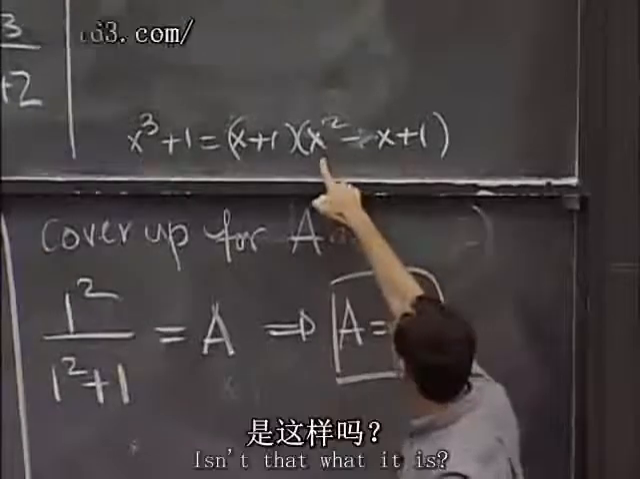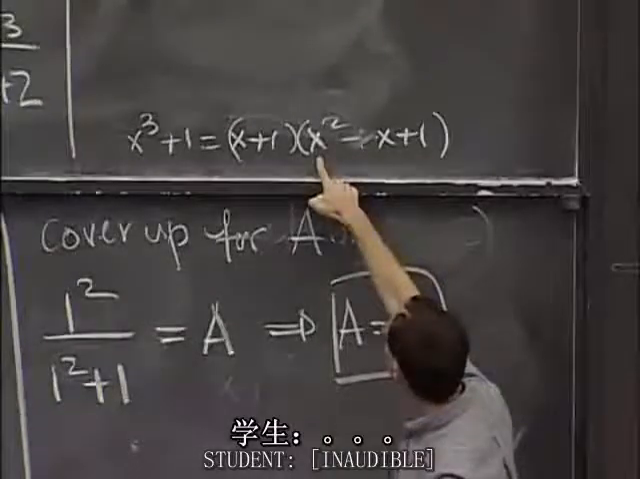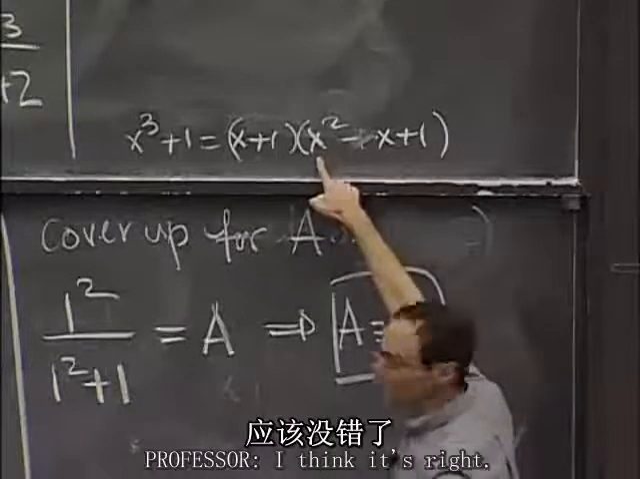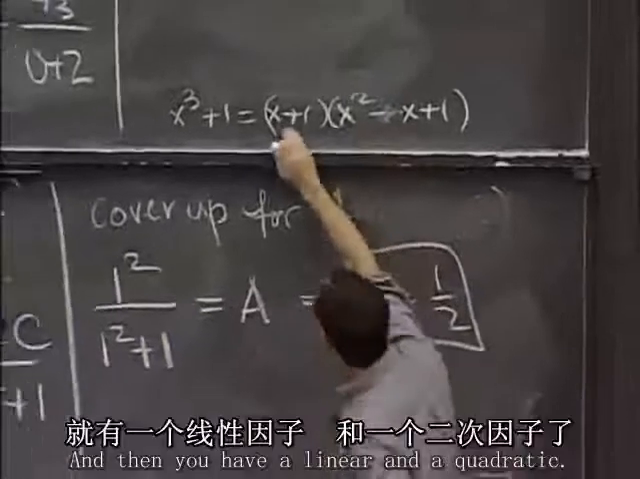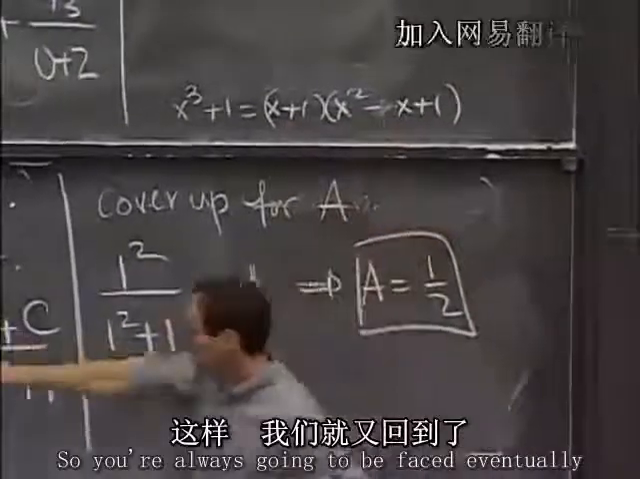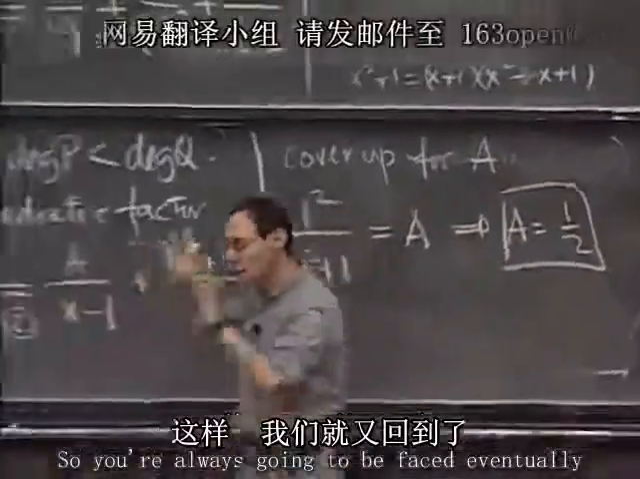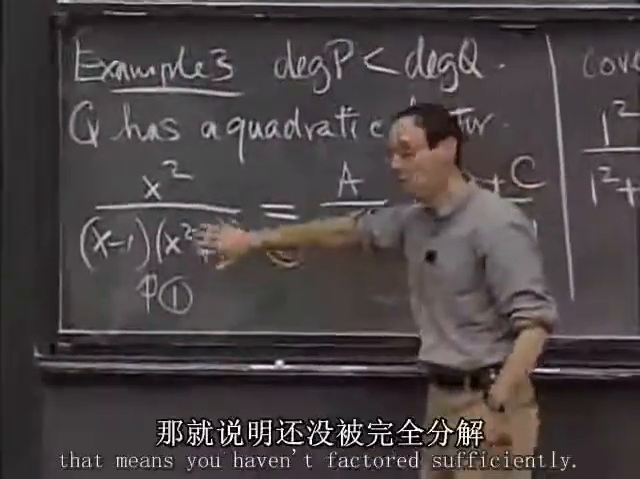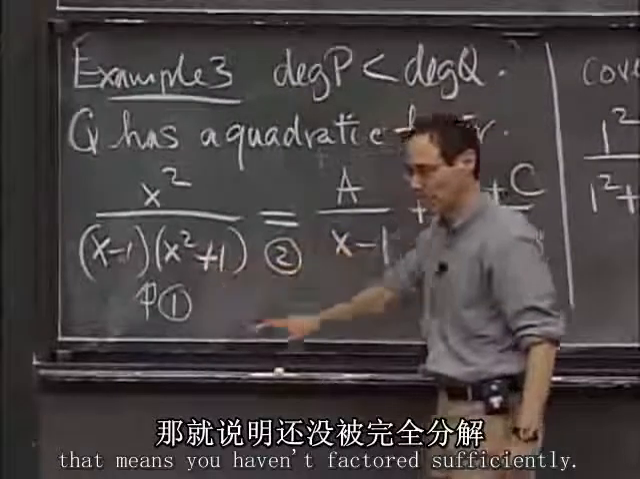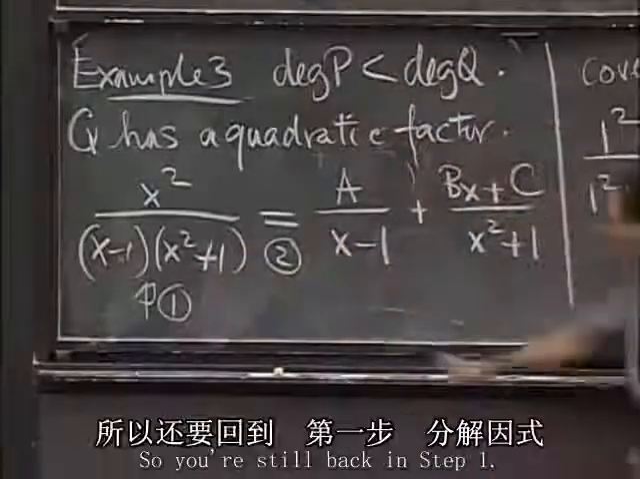Isn't that what it is? I think this is right. But anyway, the point is you have to factor it. And then you have a linear and a quadratic. So you're always going to be faced eventually with linear factors and quadratic factors. If you have a cubic, that means you haven't factored sufficiently. So you're still back in step 1.